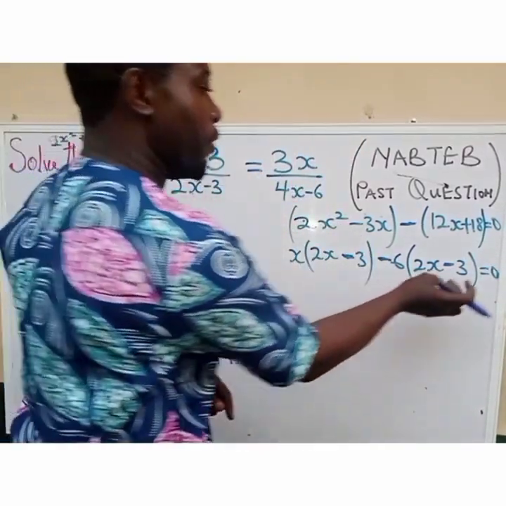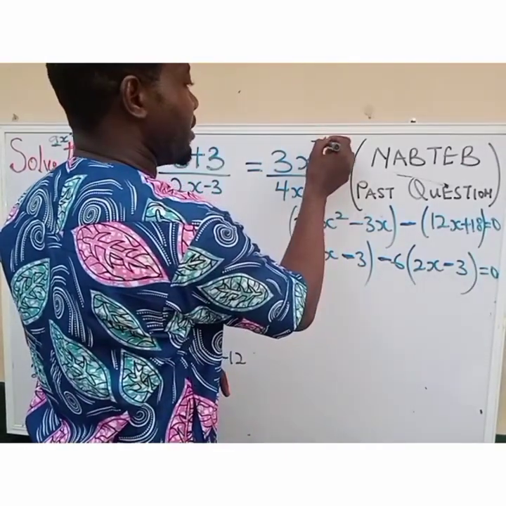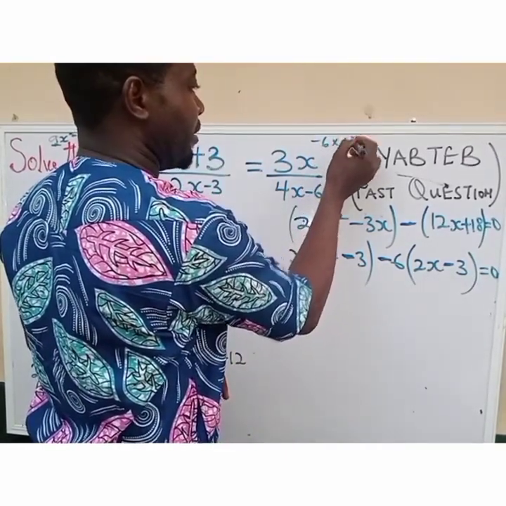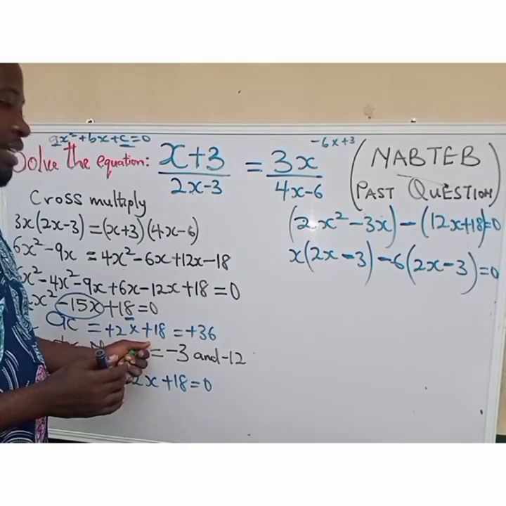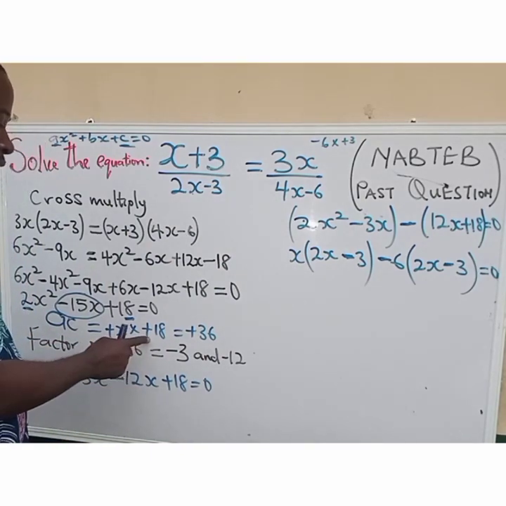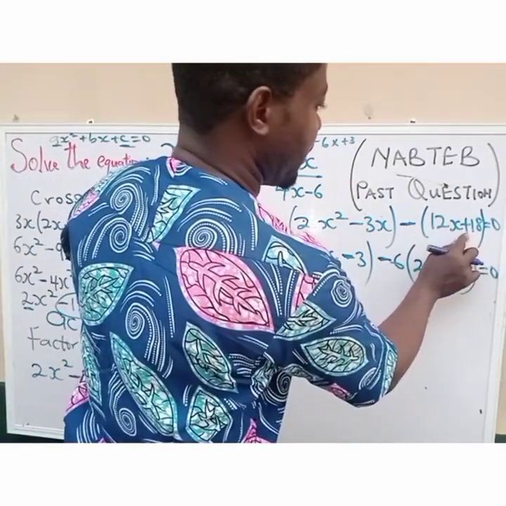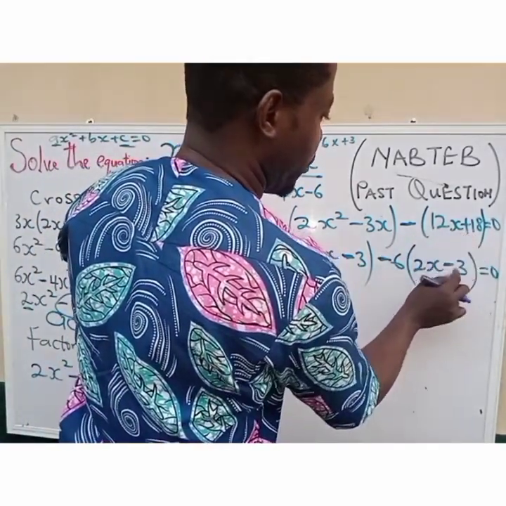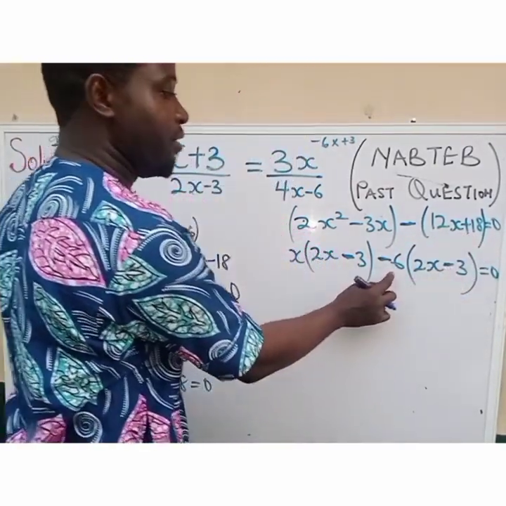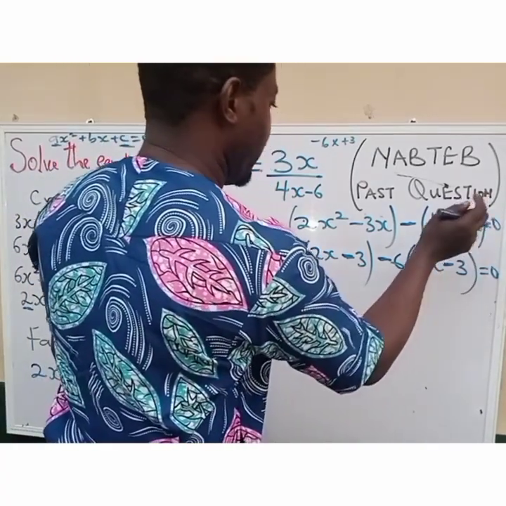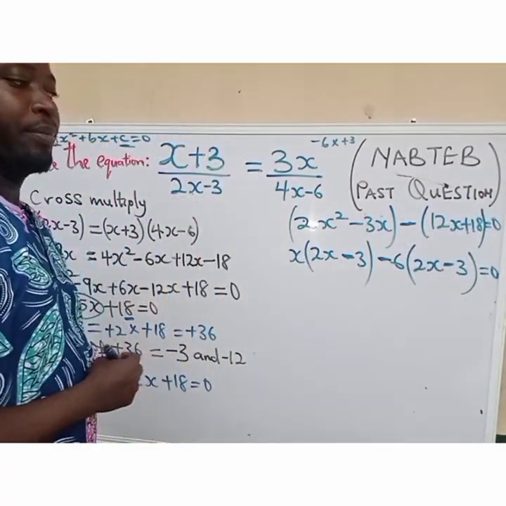You cannot use plus 3. If you use plus 3, minus 6 multiplied by plus 3 will give you minus 18. And don't forget, we must have plus 18. So in that case, this sign will change from plus to minus, so that when we say minus 6 multiplied by minus 3, you'll be able to get your plus 18 back.